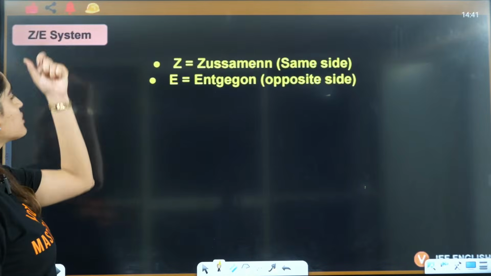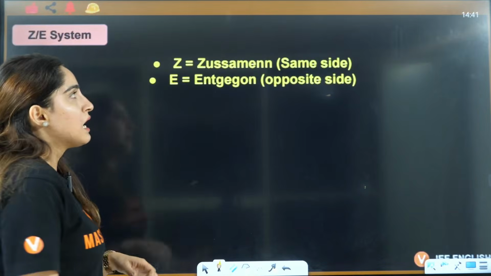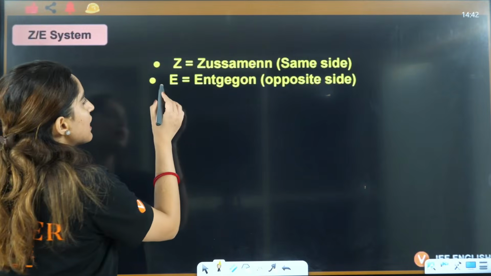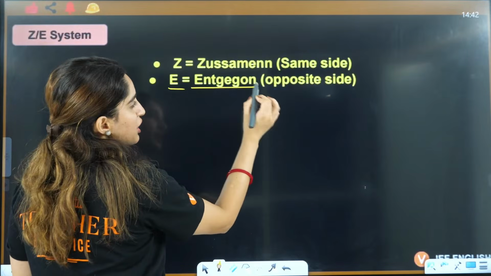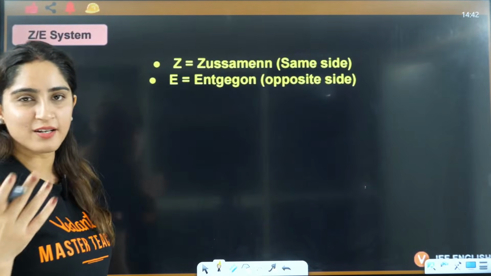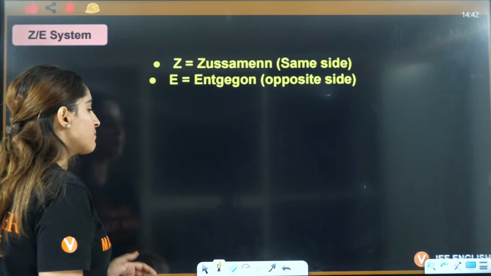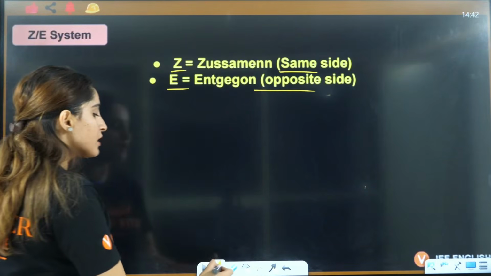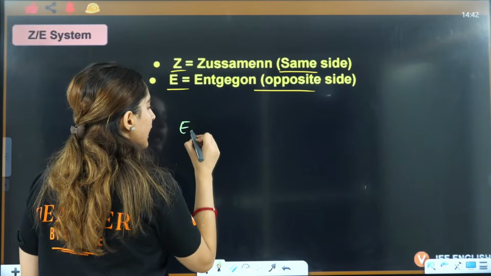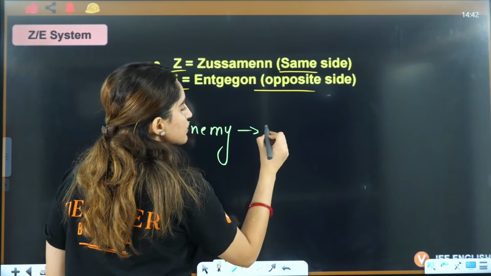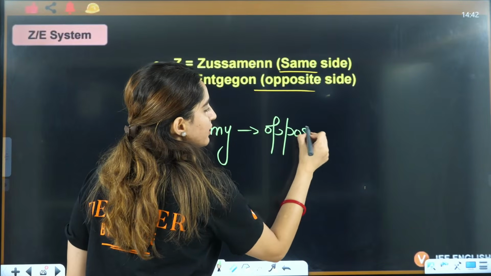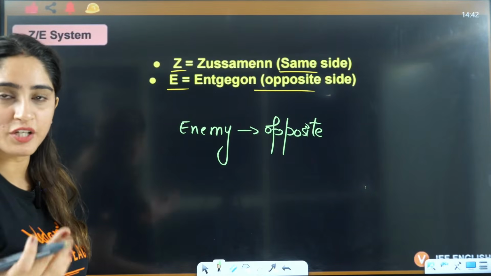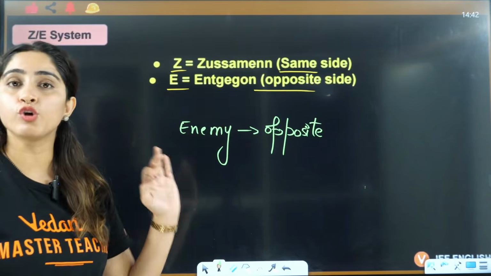Okay, so now let's talk about Z and E, right? Z is Zusammen, that means same, and E means entgegen, that means opposite. What the names mean you don't have to remember. Just remember, Z means same side, E means opposite. How can you remember this? Just remember E by enemy. Enemy is always on the opposite side. If you have an enemy, he or she will be on the opposite side.